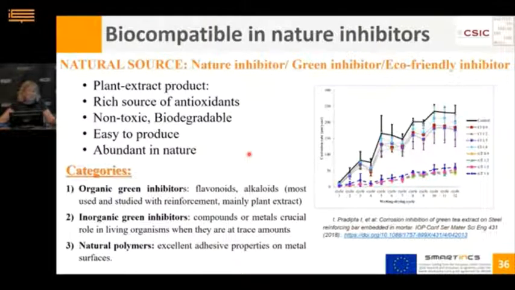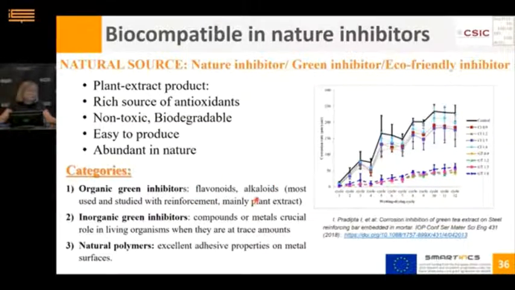in nature. They are easy to produce, but it's necessary to follow a process to obtain the inhibitor, the extract, and they are rich in antioxidants, not toxic and biodegradable. That is an advantage, but still they are not commercialized, they are not commercial inhibitors. The different categories will depend on the characteristics of the inhibitor, depending mainly on the type of plant that is used, but the most common classification is organic green inhibitors. This is the most typically employed.